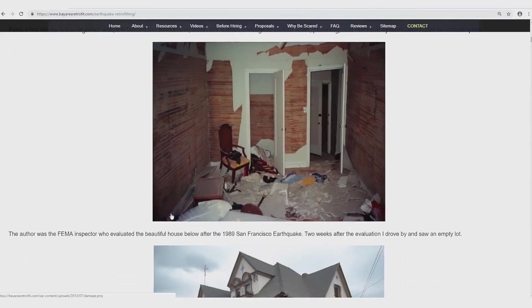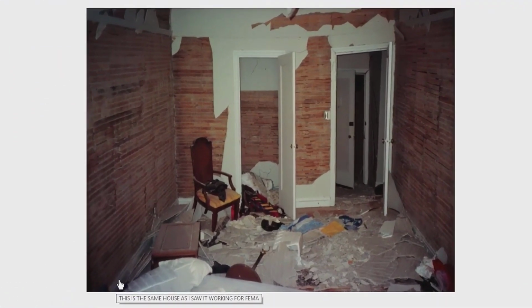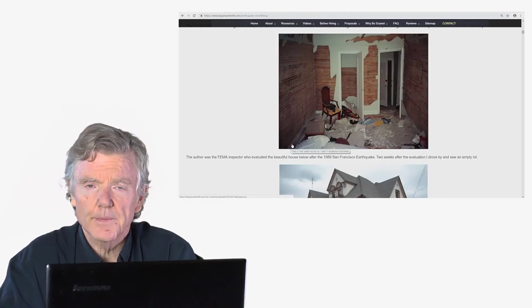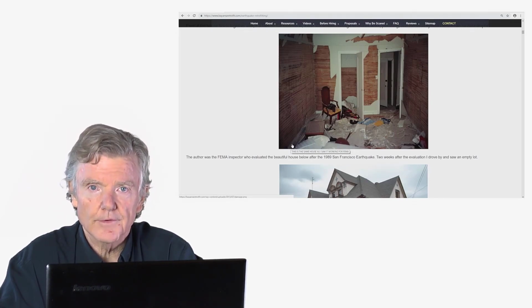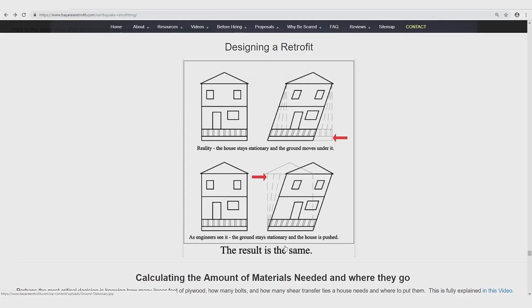So this is what a house like this looks like on the inside. You can see all the plaster has fallen off. Again, the plumbing, the electrical, everything would be messed up. So this is a pretty serious problem once that happens. So again, the retrofit would prevent that sort of thing by keeping everything together and keeping it from falling from its foundation. So I could go a little bit into designing a retrofit.